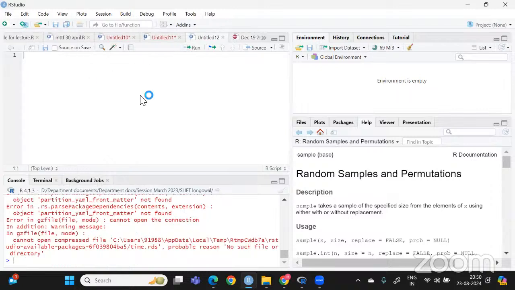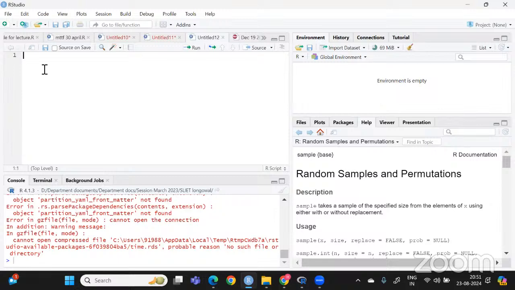So why do we prefer to write code in an R script? Because if you write code directly in the console, which is where your output will be displayed, you can't edit the code. So it is better to write code in the script file.